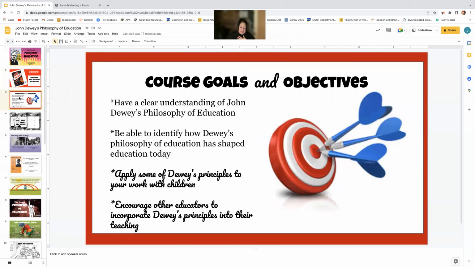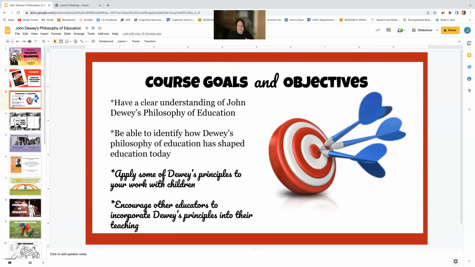Let's get on to our course goals and objectives for today. Today, I would love for you to leave this course having a clear understanding of John Dewey's philosophy of education. He is one of our most influential philosophers contributing to our education system today. So it's important for us to understand how he has shaped the educational system.